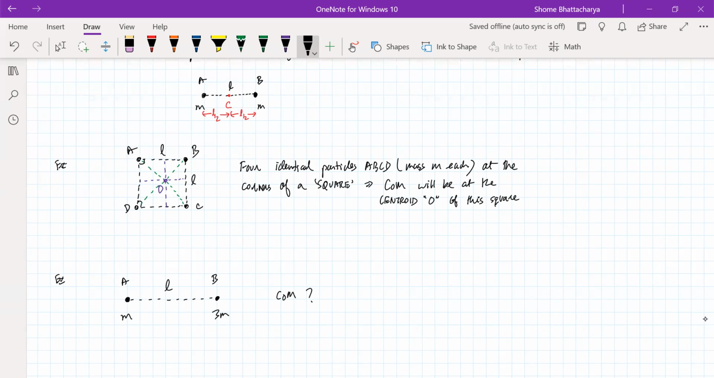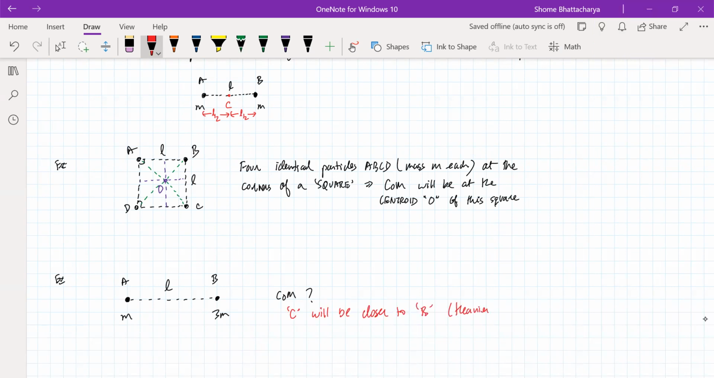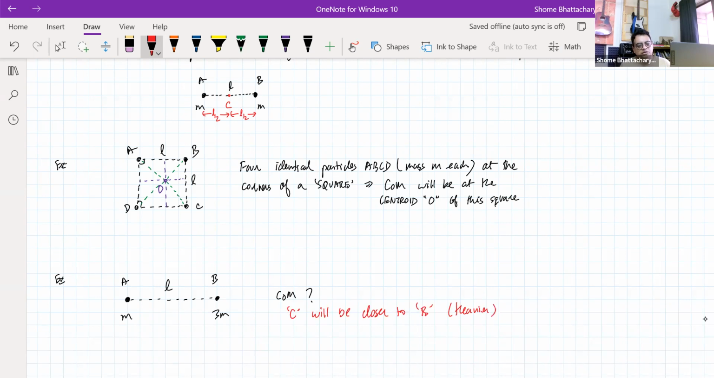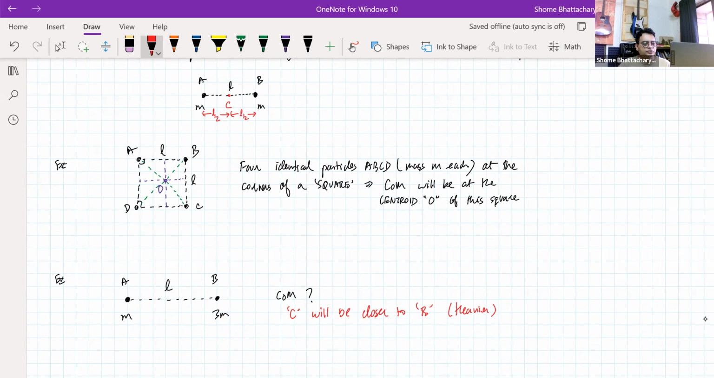It will be closer to 3m. See, if we are talking about a symmetry point for mass distribution, one thing that makes sense is that the center of mass C will be closer to B, because B is the heavier particle. But then the question is, closer by how much? For example, if instead of m and 3m, it had been m and 2m, then it would again be closer to B, but it would be closer to the geometrical center compared to this case.